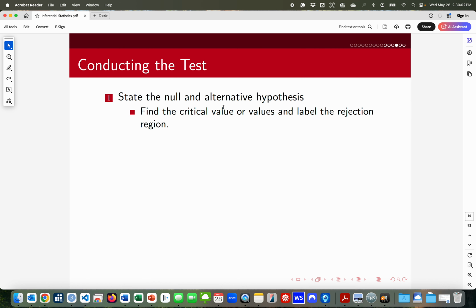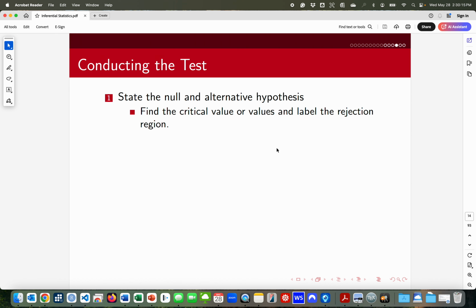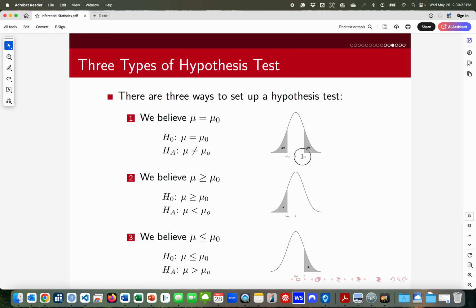So we're going to write down the null and alternative hypothesis. And when you write down the null and alternative hypothesis, it's going to look like one of these 3 things. And once you choose the correct one, you're going to label the rejection region and identify the critical value. For a two-tailed test, there will be 2 critical values because it can be a positive one or a negative one. For a left-tailed test, your critical value is going to be negative. And for a right-tailed test, your critical value is going to be positive.